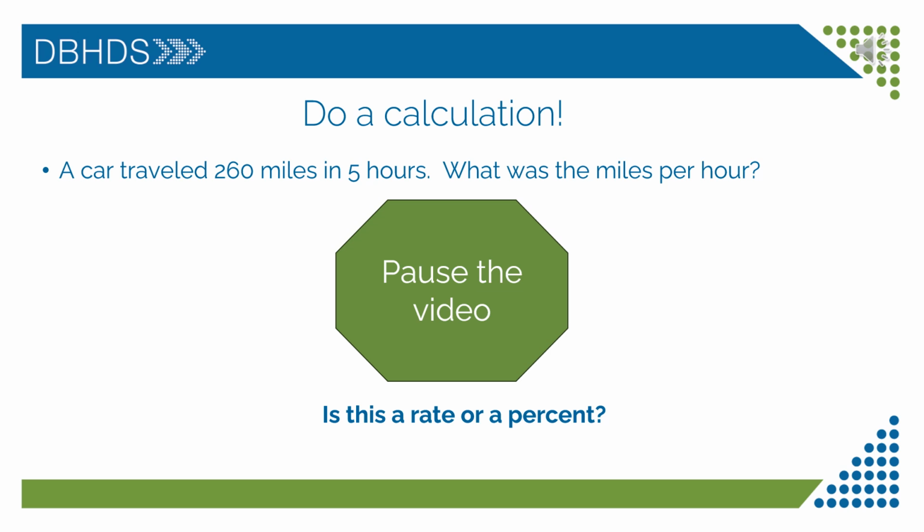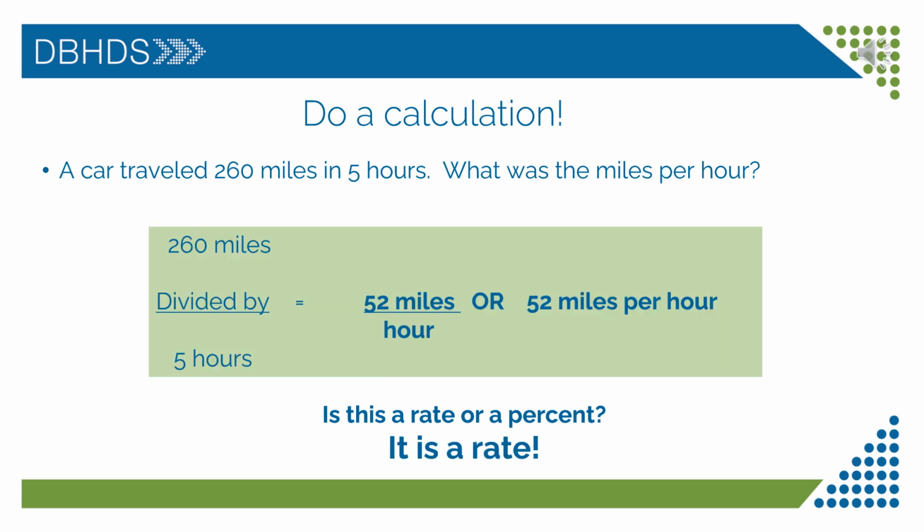Let's do another one. A car traveled 260 miles in 5 hours. Calculate the miles per hour. Also answer, is this a rate or a percent? Pause the video and answer these questions. If you said the average speed was 52 miles per hour, you are correct. 260 miles divided by 5 hours is 52 miles per 1 hour. This is a rate.